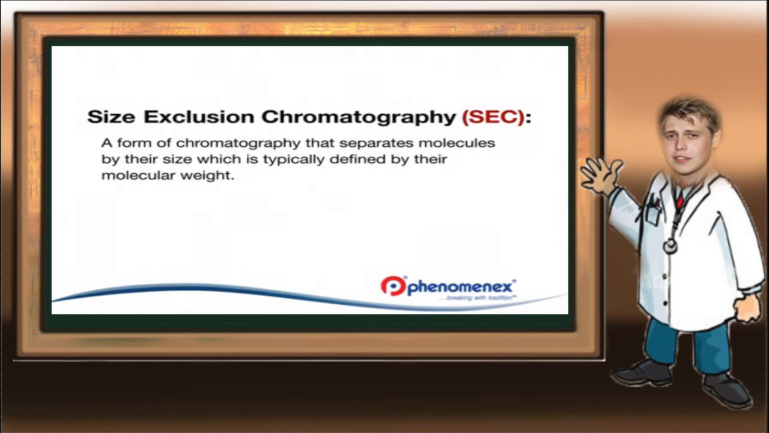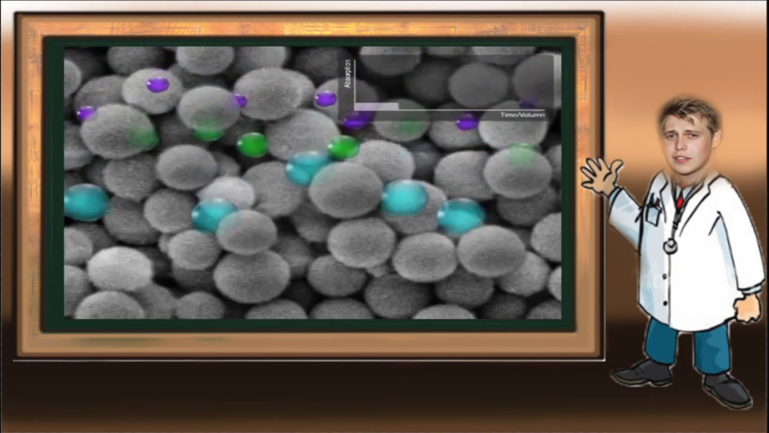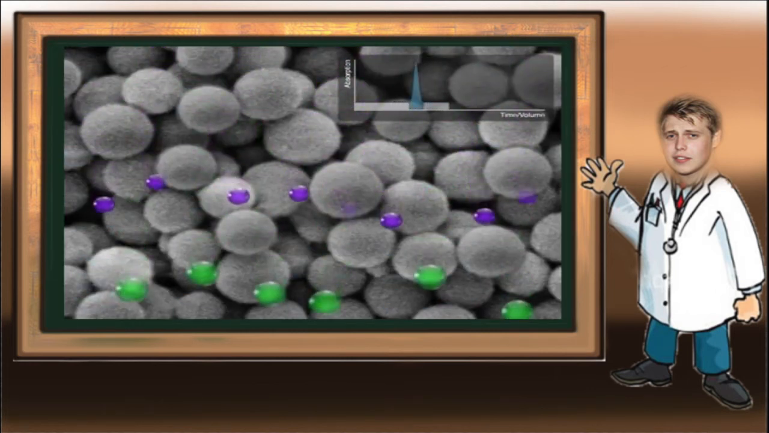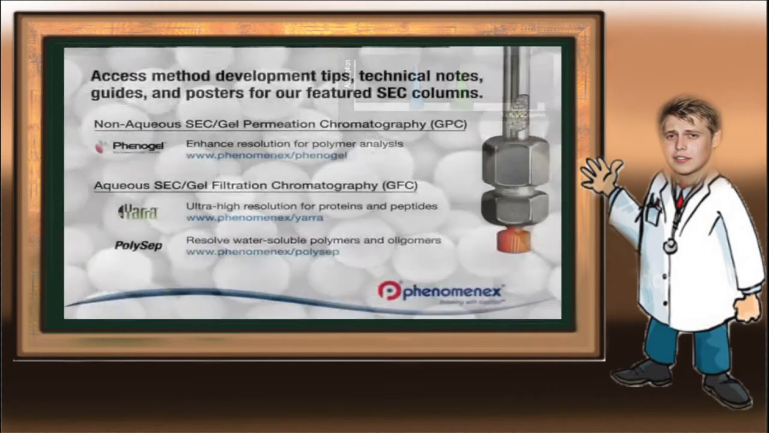Size exclusion chromatography is a form of chromatography that separates molecules by their size, which is typically defined by their molecular weight. As you can see in this clip, the larger molecules are absorbed first, separating the compounds respective to their size.